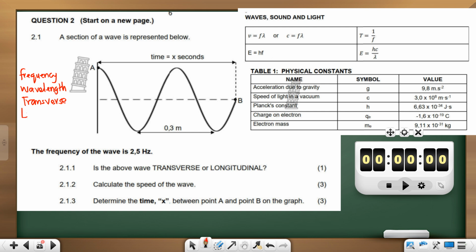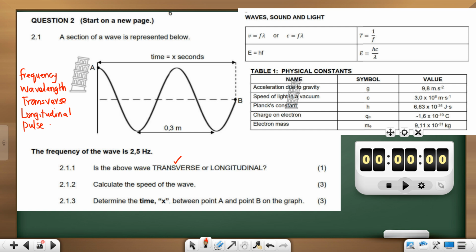I need us to define longitudinal waves. And I need us to define a pulse. 5 definitions. All right. So the frequency of this wave is 2,5 hertz. Is this a transverse or a longitudinal? This is a transverse wave. I'm going to check if you know how to define. If you know how to define, then you will understand when I said it is a transverse wave. So I'm going to wait for you to define.